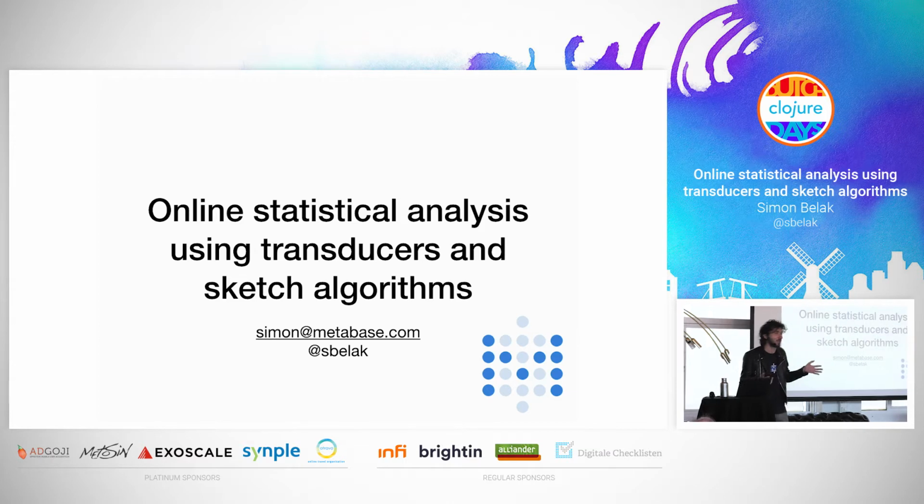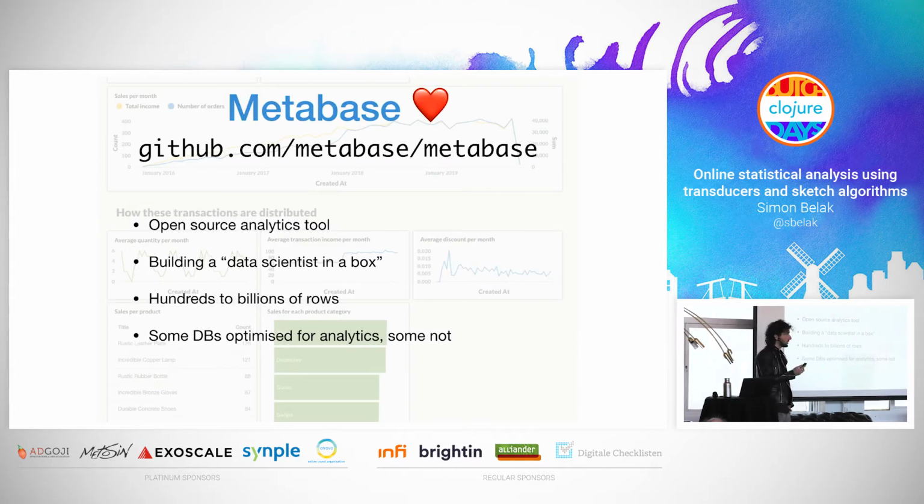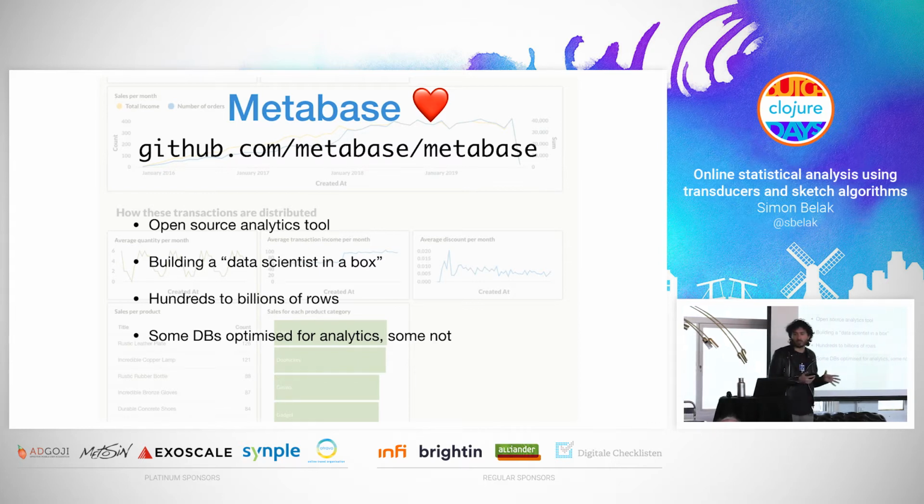So basically, what we're going to talk about today is online statistical analysis using transducers and sketch algorithms. A lot of this talk is drawing from my past year building Metabase, a cool open source analytics tool built in Clojure. And the thing I'm specifically doing is trying to build a data scientist in a box.